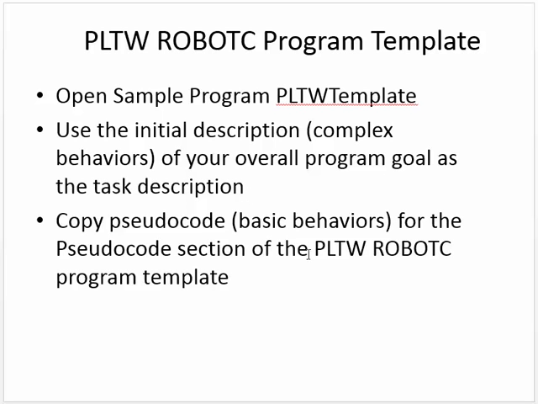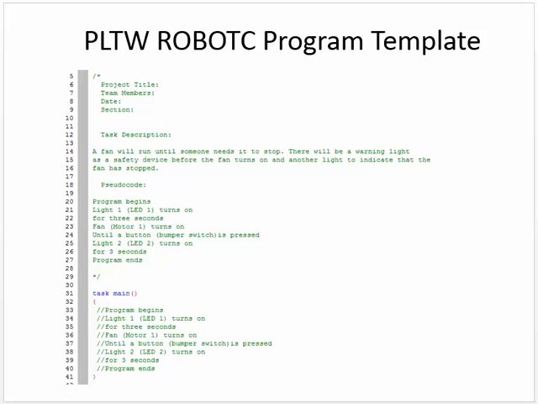Copy pseudocode basic behaviors for the pseudocode section of the PLTW RobotC program template. So what we're saying here is we've got these different categories. Task description: a fan will run until someone needs it to stop. There will be a warning light as a safety device before the fan turns on, and another light to indicate that the fan has stopped. This is how we would talk about it. Pseudocode down here.